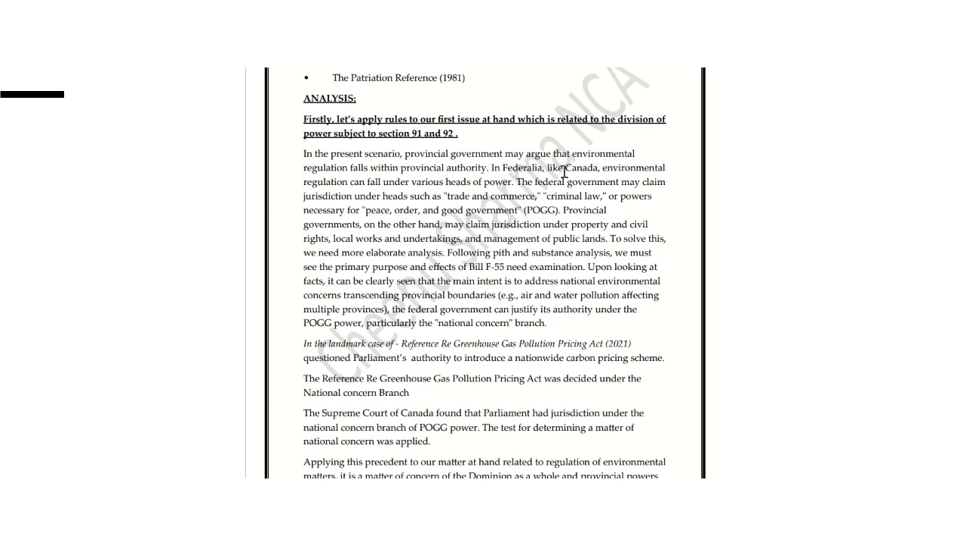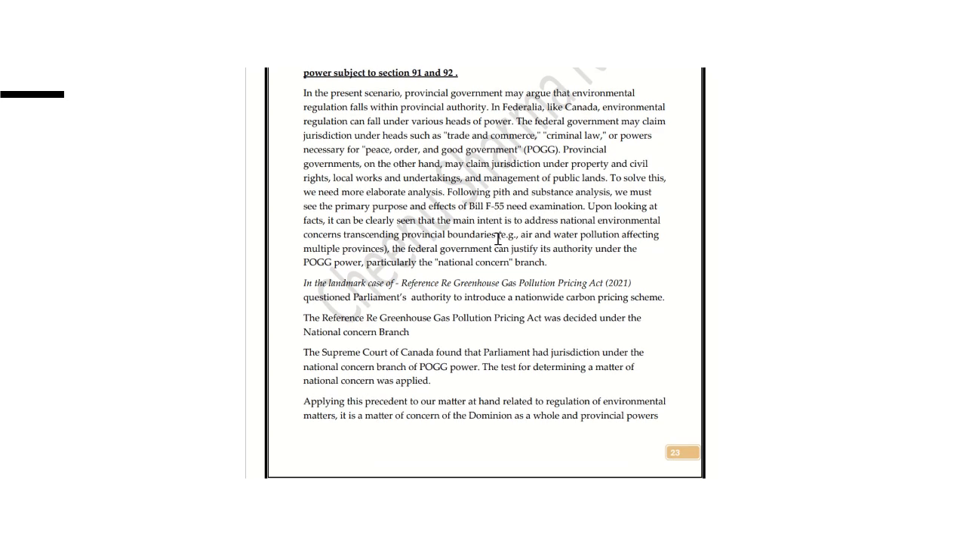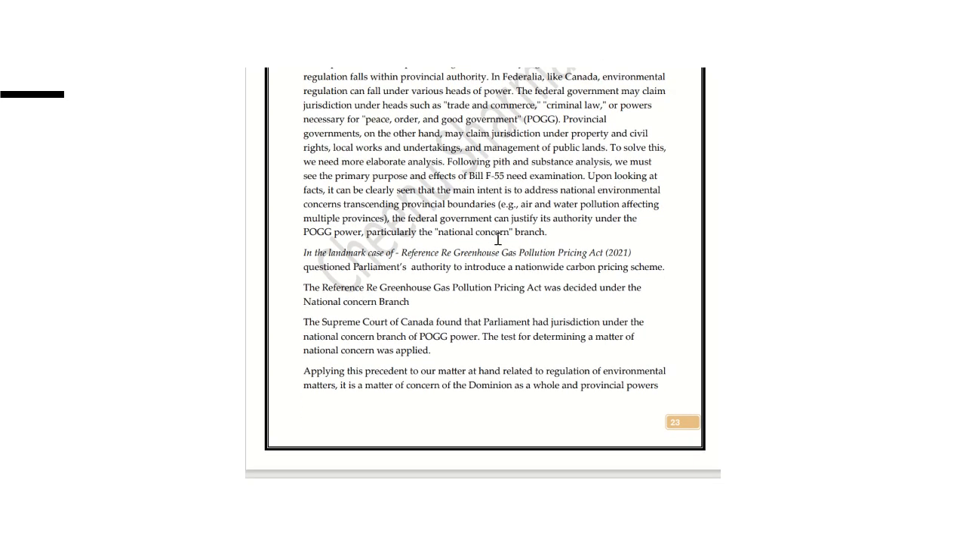In Federalia, like Canada, environmental regulation can fall under various heads of power. So the federal government may claim jurisdiction under different areas. The provincial government can also have jurisdiction under property and civil rights, local works and undertakings. But for the main clarity, we have to see the intent.